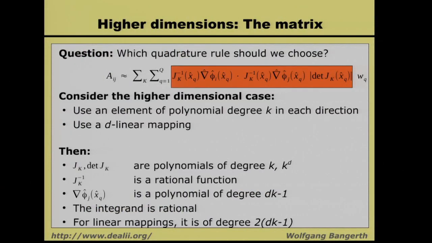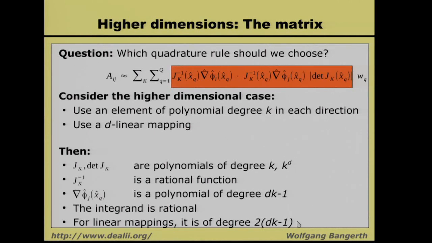All right, so how about higher dimensions? In higher dimensions, what I have is that these phi i's are polynomials of degree k in each coordinate direction, in each one of the, let's say, x1, x2, x3 directions. And these J's, in the simplest case, correspond to a d-linear mapping. Okay, so I'm talking about, let's say, using quadrilaterals and hexahedra. The whole thing actually becomes pretty messy in that case, because the matrix J is a polynomial of degree k in every variable. The determinant of it is of degree k to the d in every variable. The inverse of this Jacobi matrix is in fact a rational function in every entry. The gradients of these phi j's are polynomials of degree dk minus 1. That's the total degree in that case. So the whole integrand that I have here is not a polynomial anymore. It's in fact a rational function because I have these J to the minus 1 here.